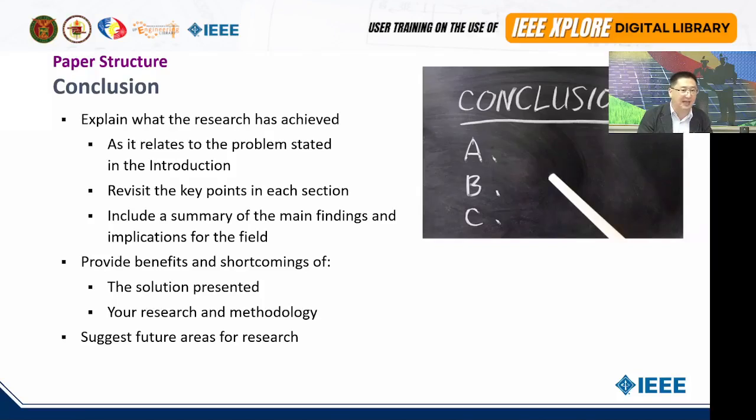If there is a certain limitation, which usually is the case, explain the limitation. Now, the limitation is not a bad thing. If you as a researcher are able to identify and clearly define the limitation, that also shows the quality of your research, because you know what has been done, you know what has not been done, you know what can't be done. That is very important.